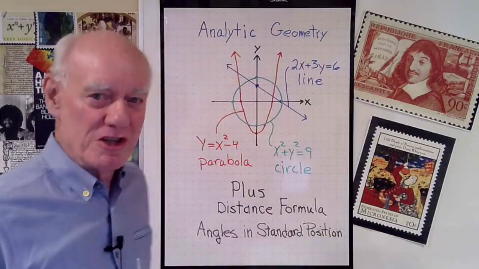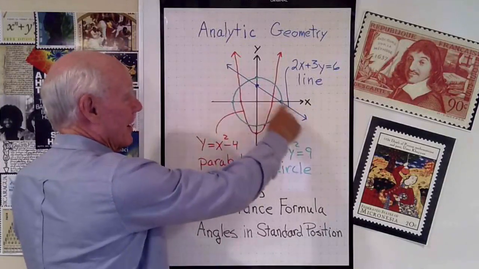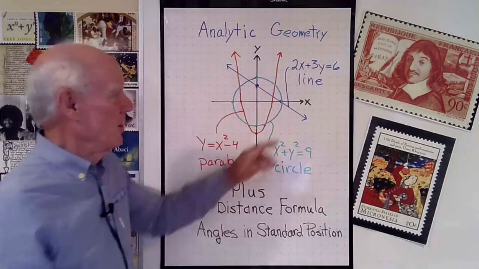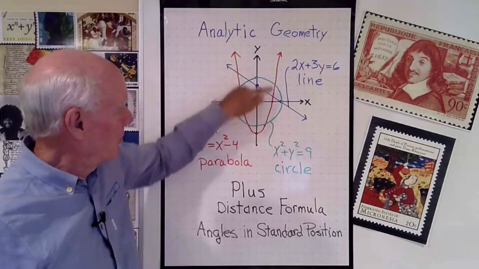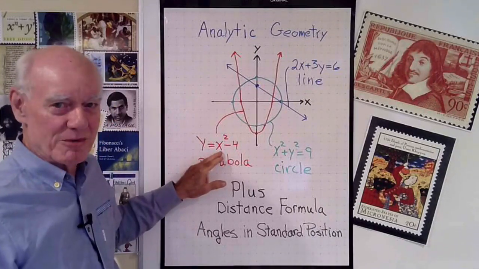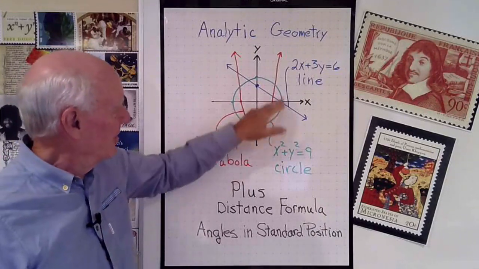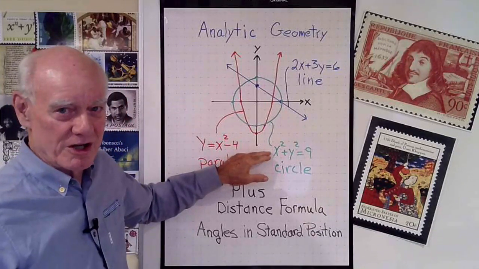Okay, I've drawn some geometric figures over here. First I have this blue straight line, and it's associated with the equation 2x plus 3y equals 6. Then I have this red parabola right here, and it's associated with the equation y equals x squared minus 4. And then the green circle is associated with the equation x squared plus y squared equals 9.